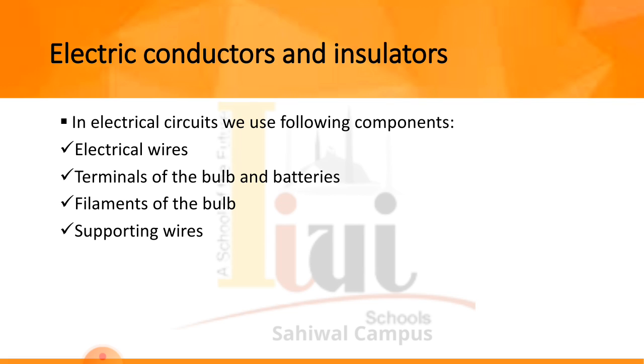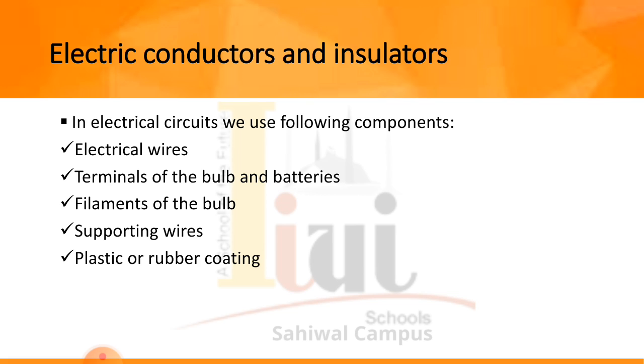Supporting wires. These have a plastic or rubber coating over the connecting wires, which does not allow the current to get out of the wires. So the plastic or rubber coating acts as an insulator to protect us from the electric current. This is basically known as an insulator, which prevents the flow of current out of the electric wires.